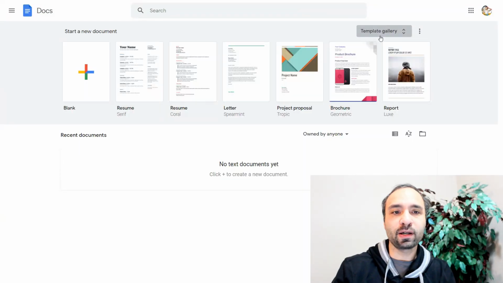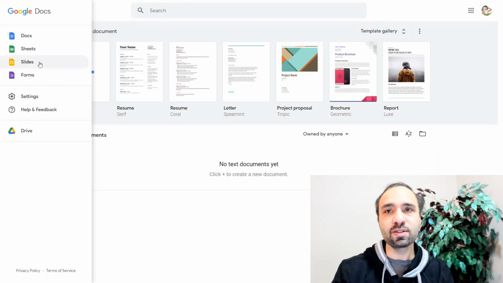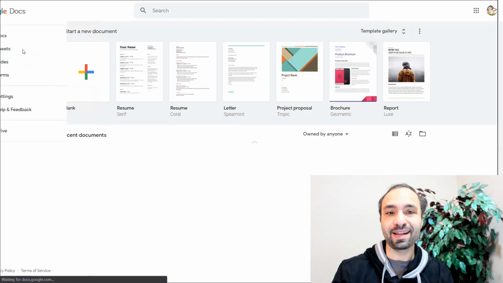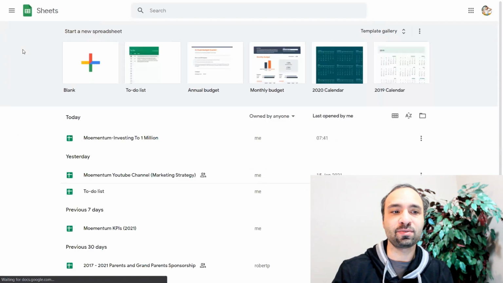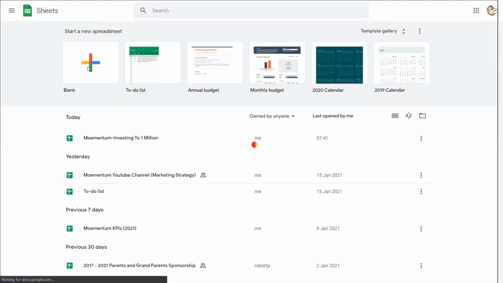When you log on to the page, you see something similar to this, where there are a number of options for you, whether you can have documents, sheets, slides, forms. But what we are interested in is the sheets. So you're going to click on sheets, and that allows you to have access to web-based Google Excel. I do have a number of sheets already here, but I'm going to start from scratch, as I mentioned. So you click on blank.